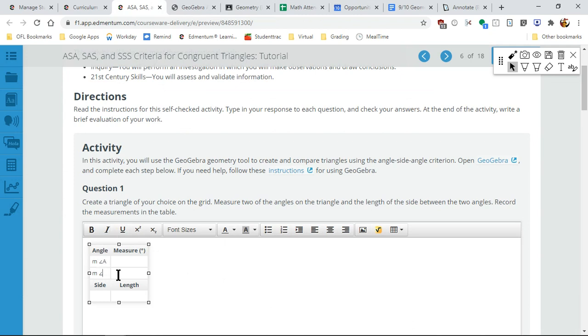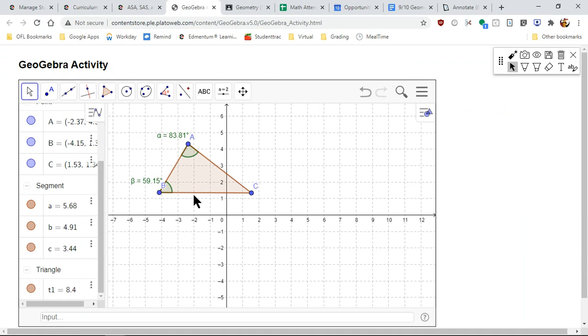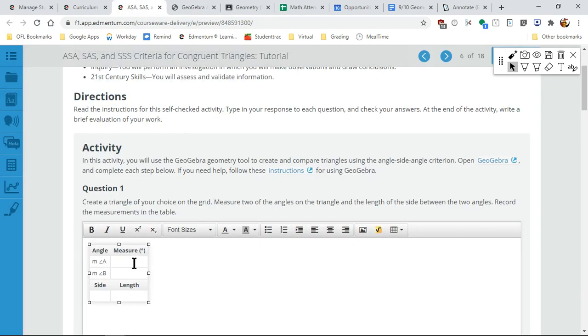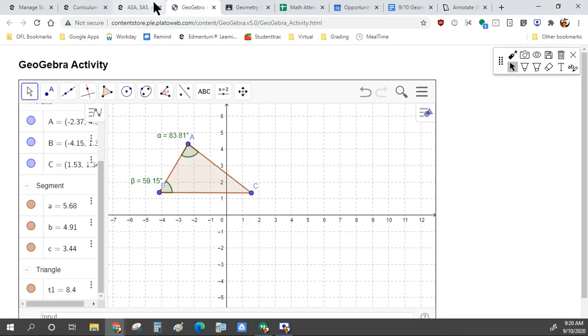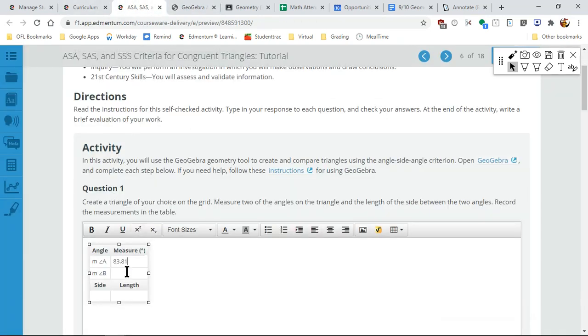Here, we're going to measure angle B. And all right, so I have 83.81, so 83.81. Over here, I'm going to put 59.15.